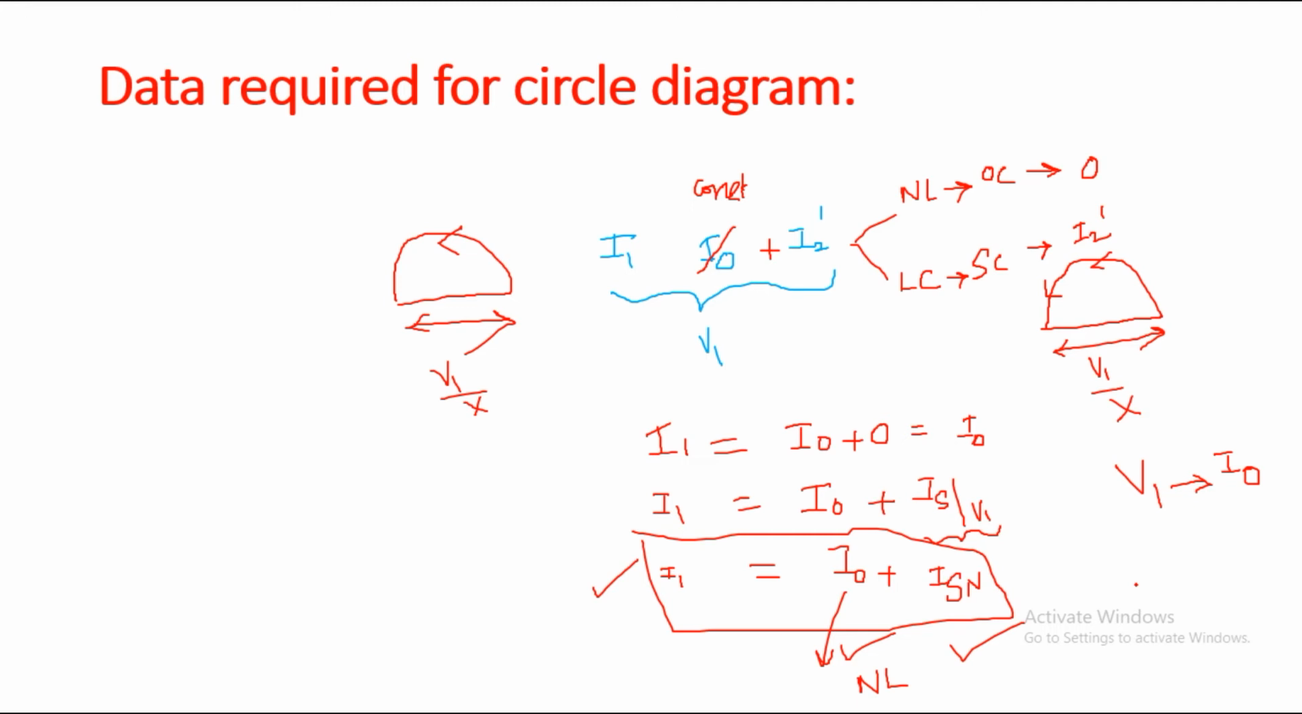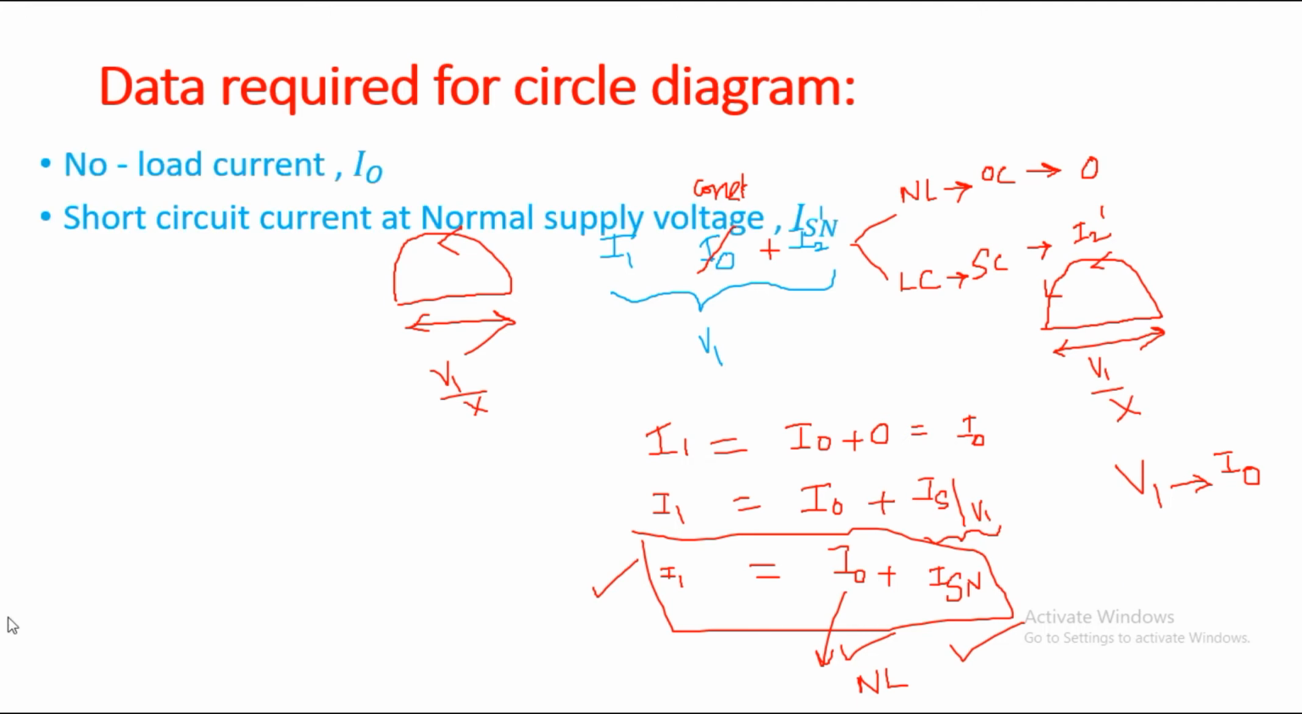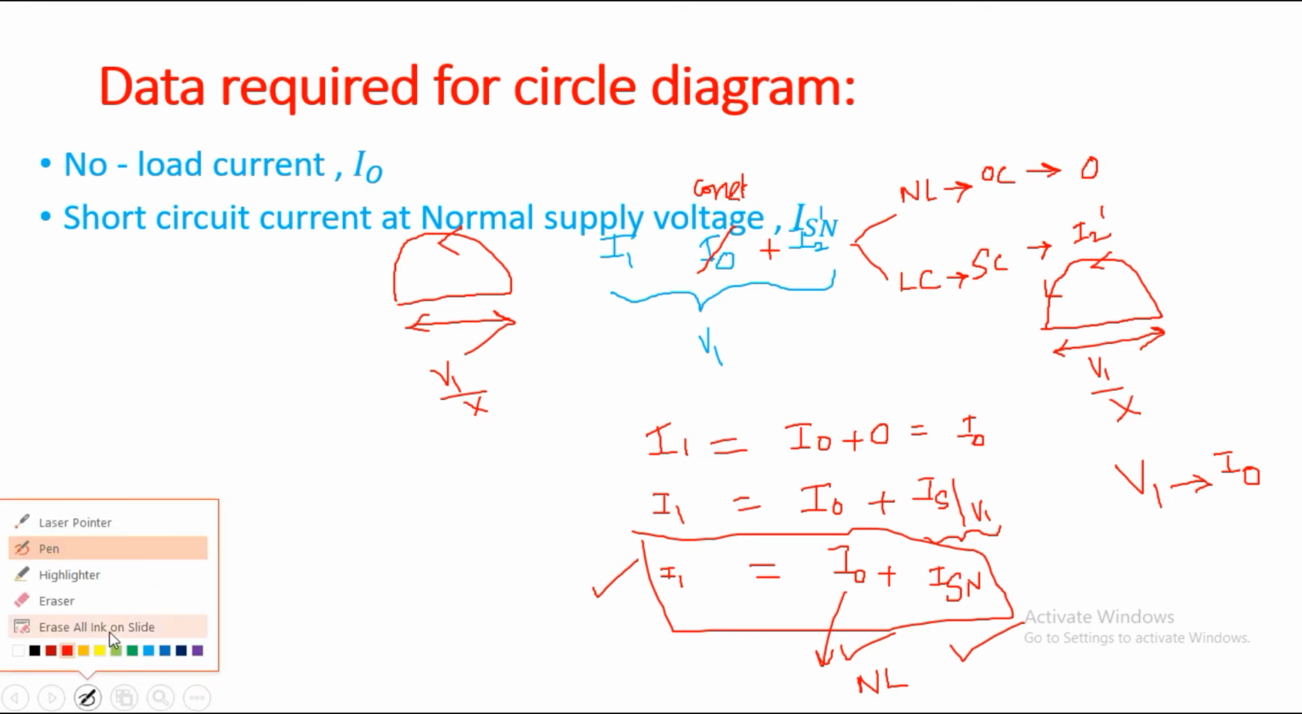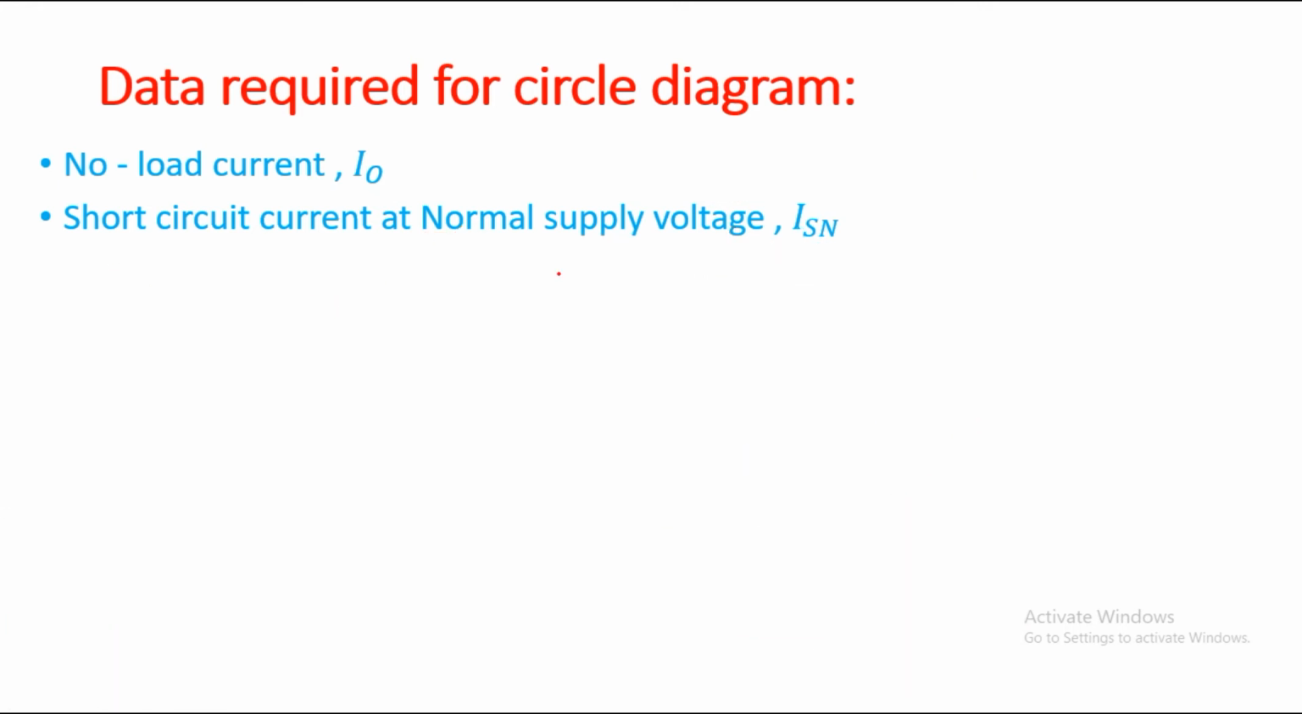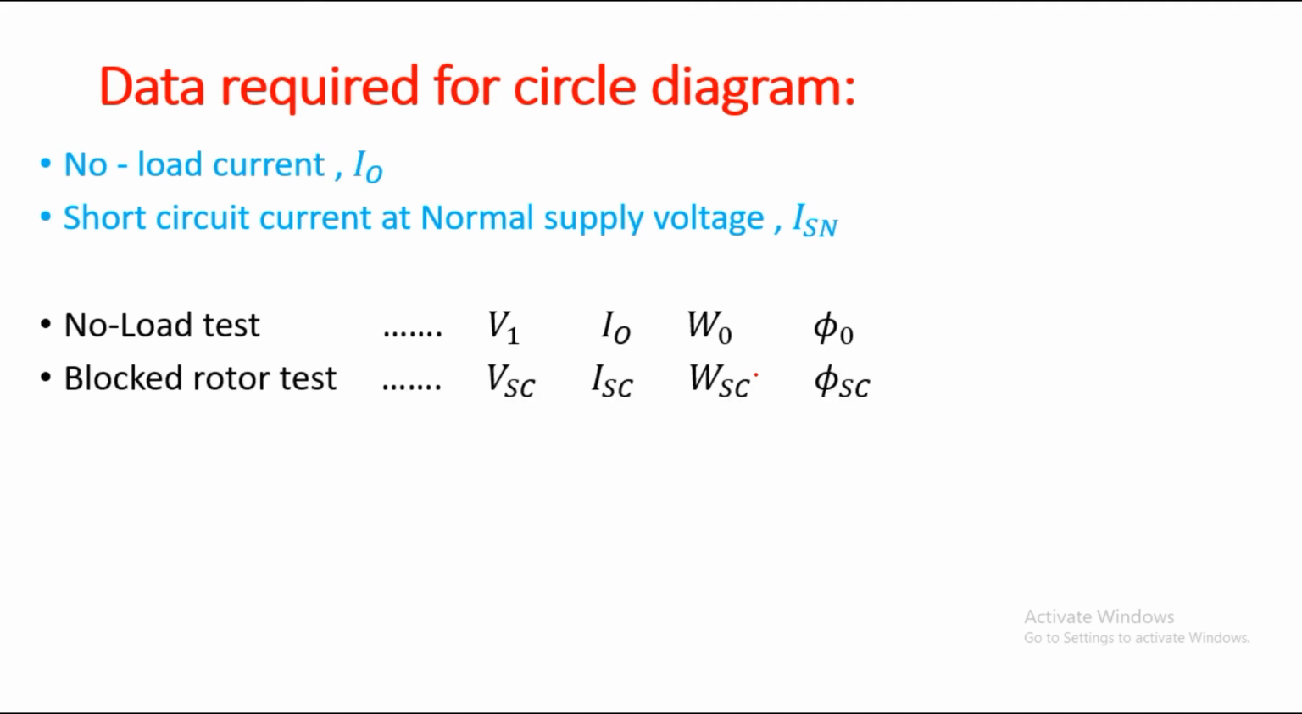Now we'll see what data are required, what tests are possible, and how to get the value of ISN. So the actual data required is I0 and ISN, that is the short circuit current at normal supply voltage. So we are going to do the indirect loading test, in which the no load test gives the value of I0 at a constant supply voltage. So it is clear now.